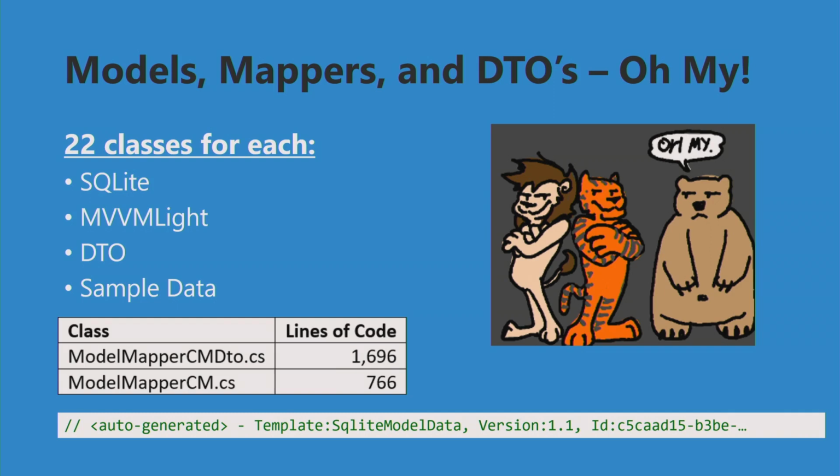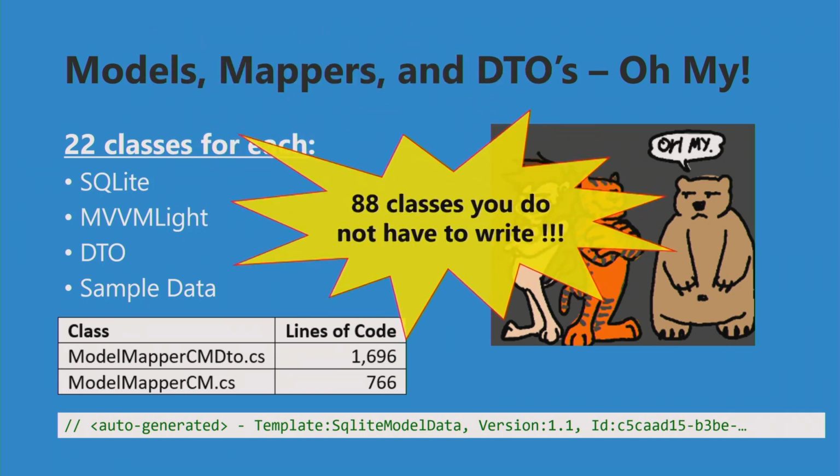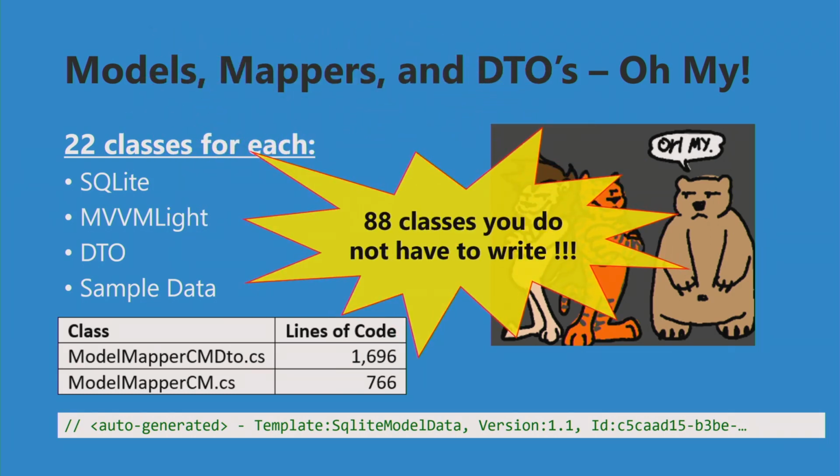Let's keep going here. So the idea that I've already touched on is it's only 22 classes for this very modest database, but we've had clients with 140 tables per database, and they want to do 3 different databases in one app. So that times 4, plus all the mapping code, now you're talking about 88 classes I didn't have to write, 90 if you count these, and all those lines of code. Everybody with me still? Cool.